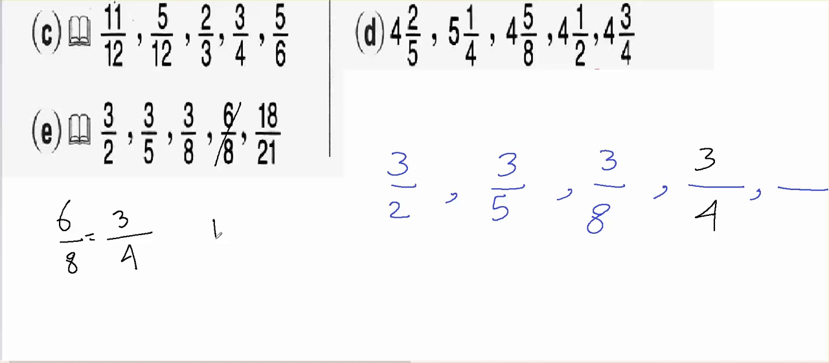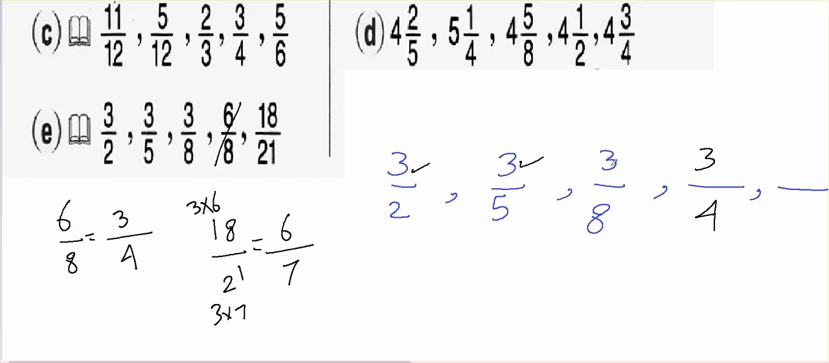18 over 21. 18 is divisible by 3: 3 times 6, and 21 is 3 times 7. We divide by 3 up and down. 18 divided by 3 is 6, and 21 divided by 3 is 7. So 6 over 7. But here all the numerators are similar.